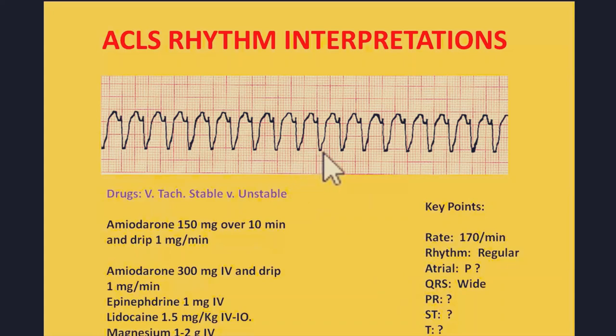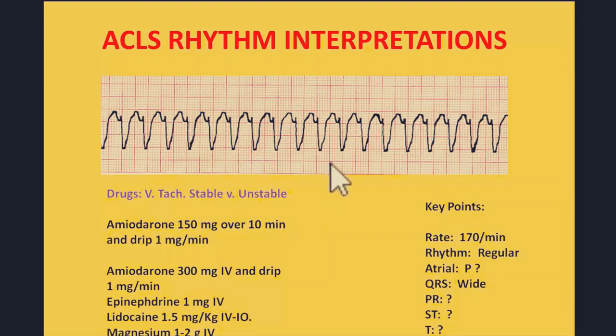Ventricular tachycardia could be stable or unstable, and it can be chronic or intermittent. Depending on the situation, the treatment may vary a little bit. If the patient is stable and the blood pressure is normal, then we may be able to just treat them with intravenous amiodarone, 150 milligrams bolus over 10 minutes, followed by a drip, and then start oral amiodarone.